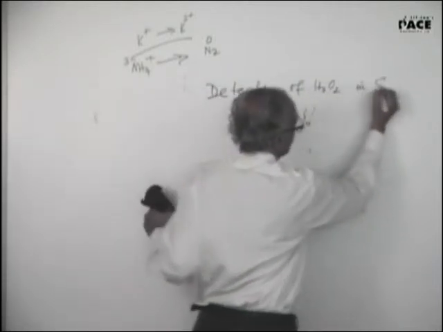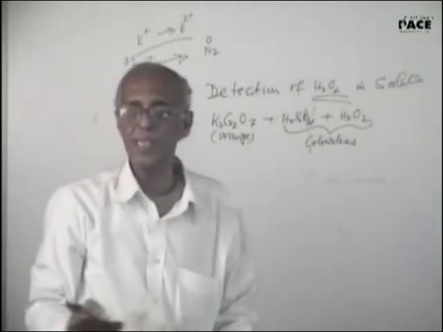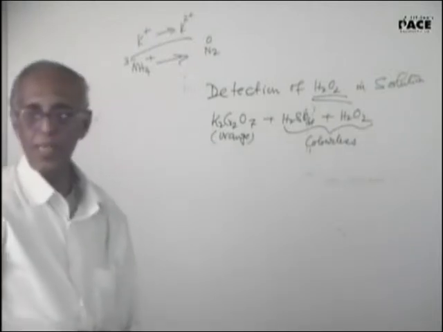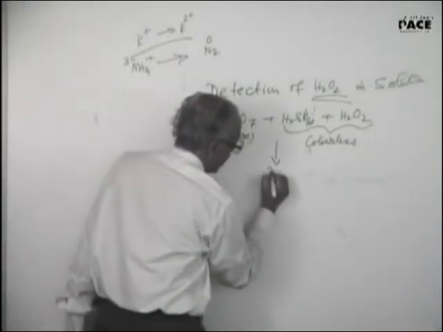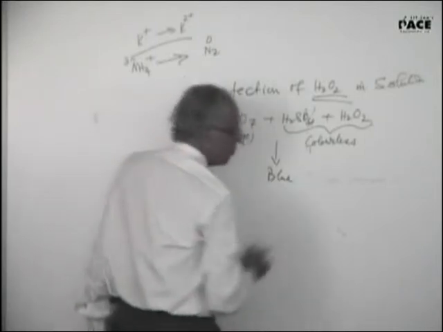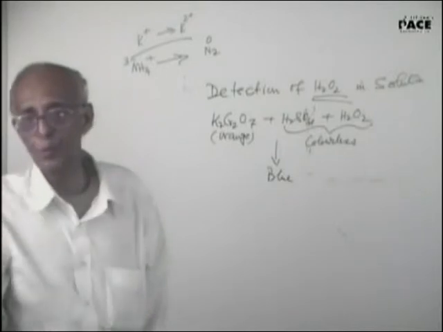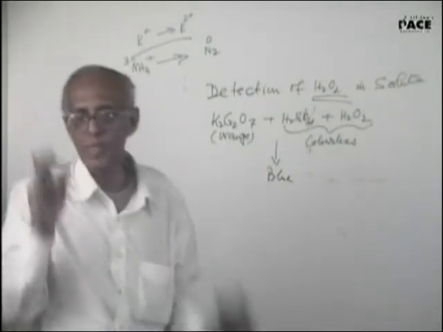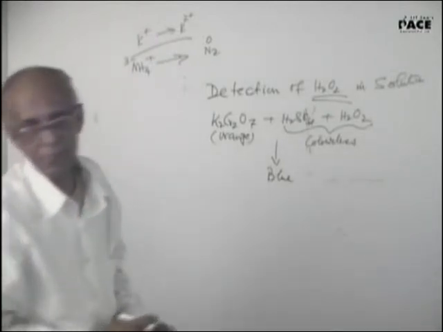In solution. Hydrogen peroxide and sulfuric acid are both colorless. Potassium dichromate is orange. If hydrogen peroxide is there, it gives you the blue color. The color of the solution changes from orange to blue. So if dichromate changes to blue, that means hydrogen peroxide is present in the solution.